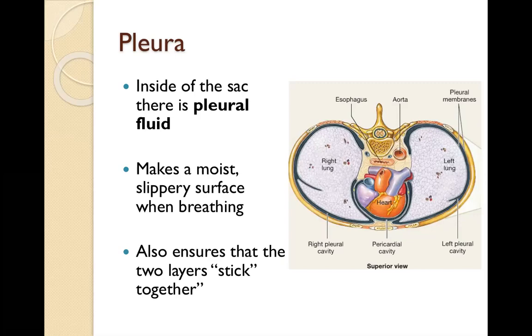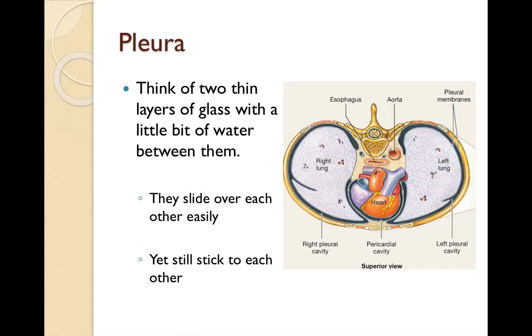But it also ensures that as you inflate your lungs, the two layers stick together, because the pleural fluid helps make sure that those two layers stick. I want you to think about the pleura as two thin layers of glass with a little bit of water between them. Those two thin layers of glass would slide very easily over each other, but it would be quite difficult to pull them apart if there's a little bit of water between them. So they will still stick together.